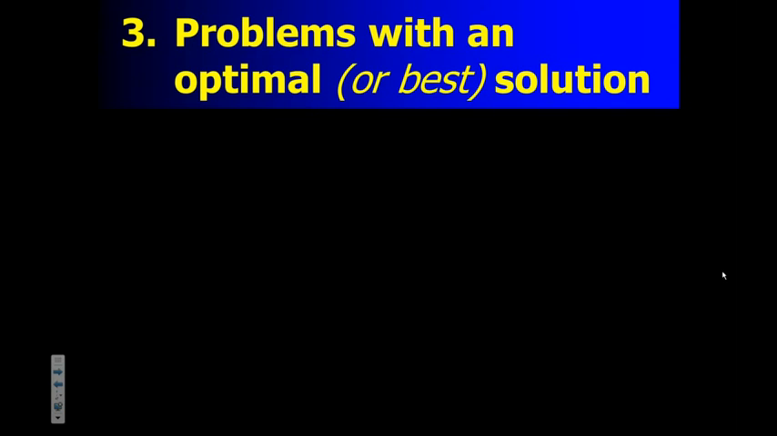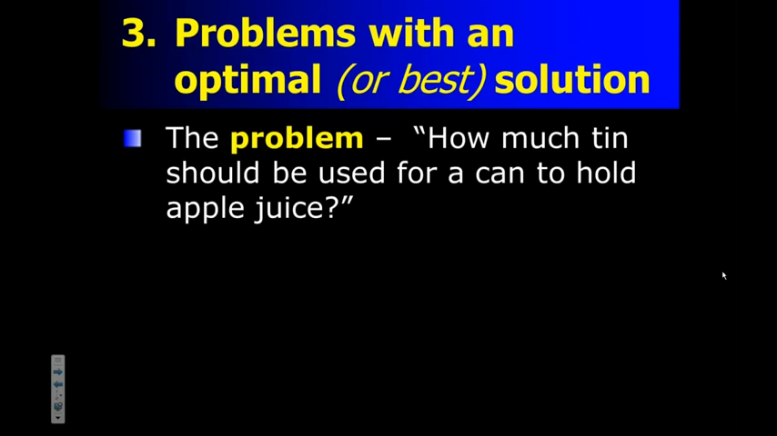Third type would be what's called the optimal solution. So in this scenario, you have lots of solutions, but one of them might be better than the others, or optimal. So let's say you worked at a factory, and they said, look, we need you to design a container to hold apple juice, but tin is really expensive. So we need you to design a can that can hold the most amount of apple juice and use the least amount of tin. What shape would you design for your can?